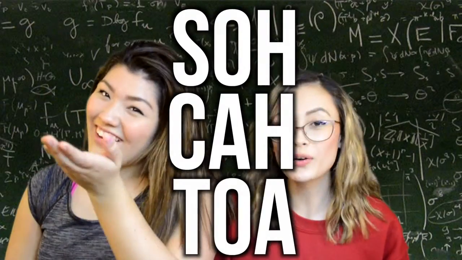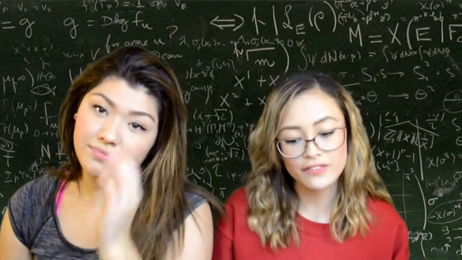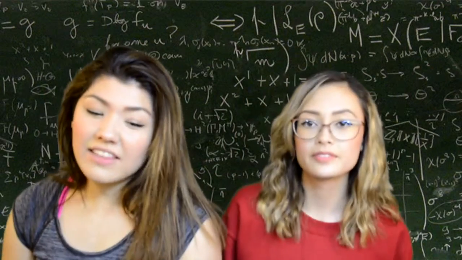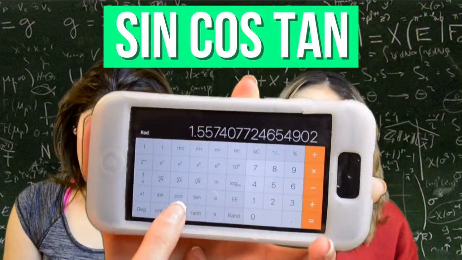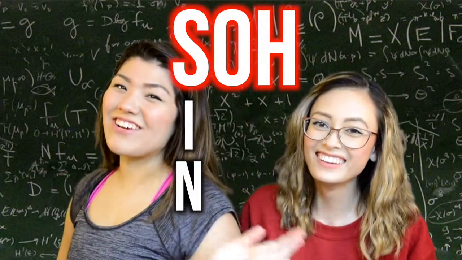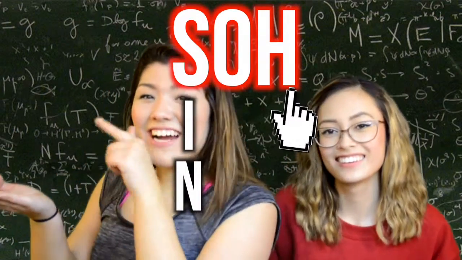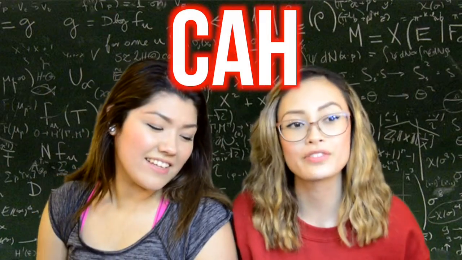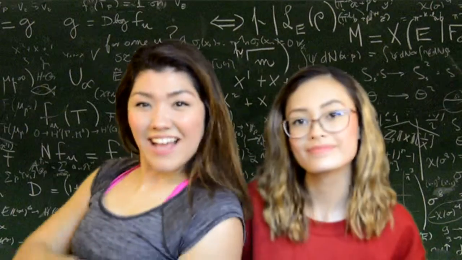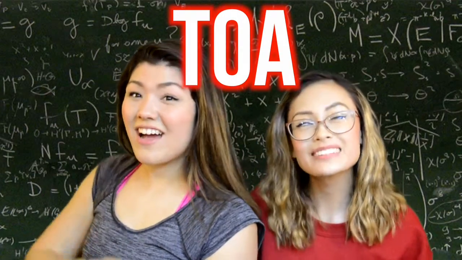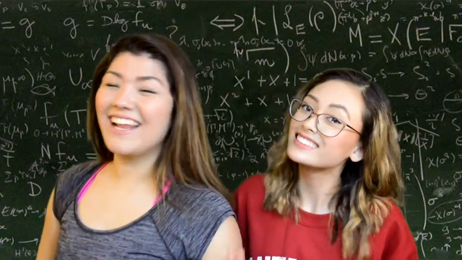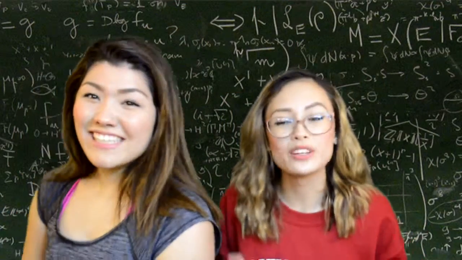SOH CAH TOA! It's helpful for remembering the definitions of trigonometric functions: sine, cosine, and tangent. On the calculator, find cosine, sine, and tangent. SOH, also referred to as sine, is opposite over hypotenuse. And CAH, also referred to as cosine, is adjacent over hypotenuse. Last but not least, TOA. TOA refers to the tangent. This stands for opposite over adjacent. Now you've got all that down, let's go on to the problems.